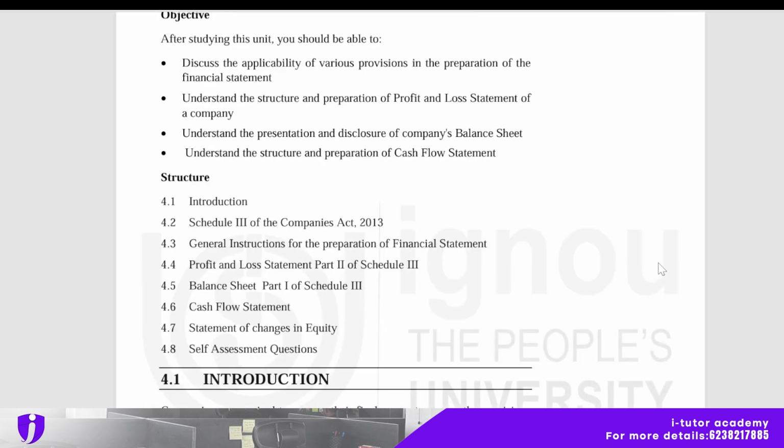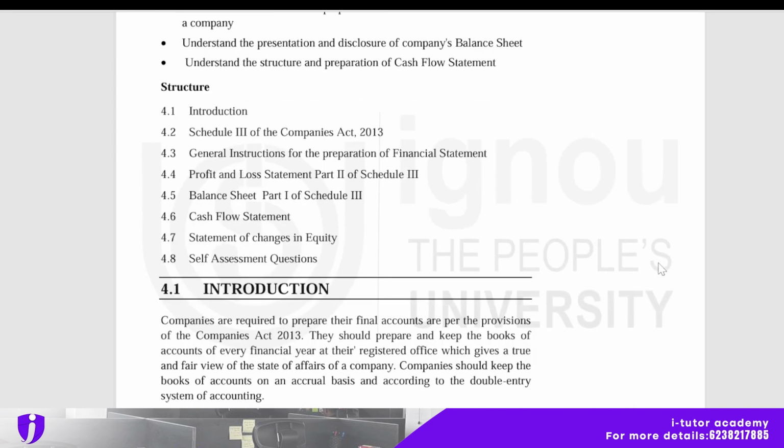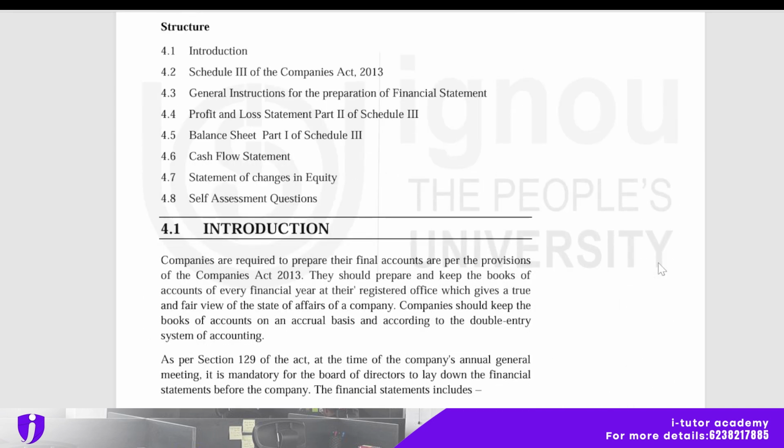And the structure of this unit is: there is an introduction, Schedule 3 of the Companies Act 2013, and general instructions for the preparation of financial statements, profit and loss statement Part 2 of Schedule 3, and balance sheet Part 1 of Schedule 3, and cash flow statement, statement of changes in equity, and self assessment questions also there. So let's begin with the introduction part.